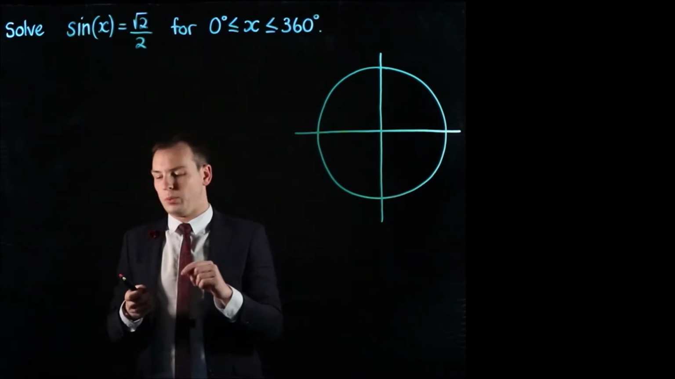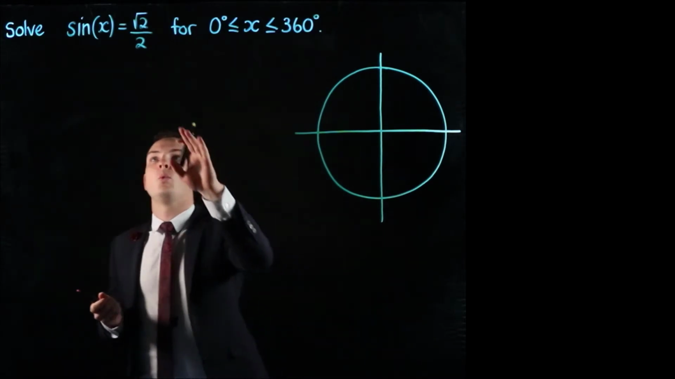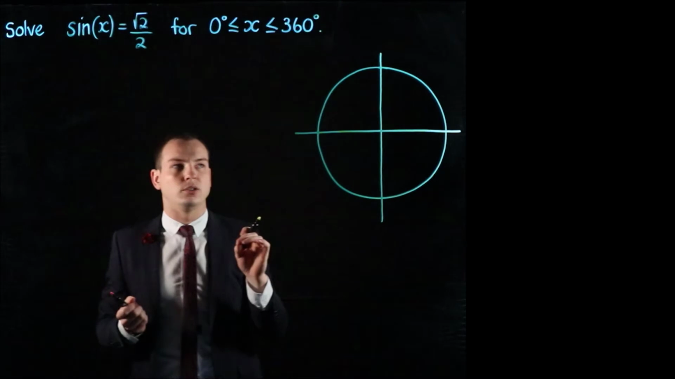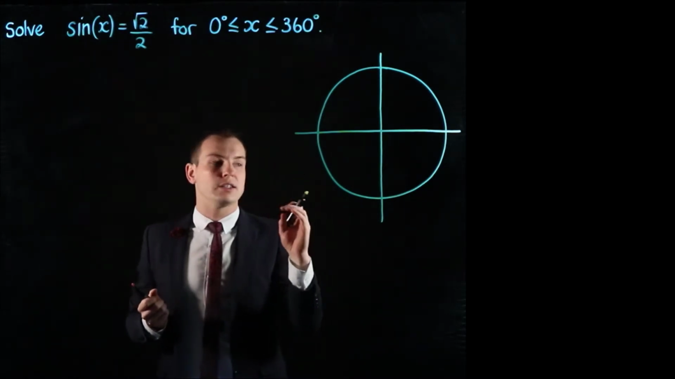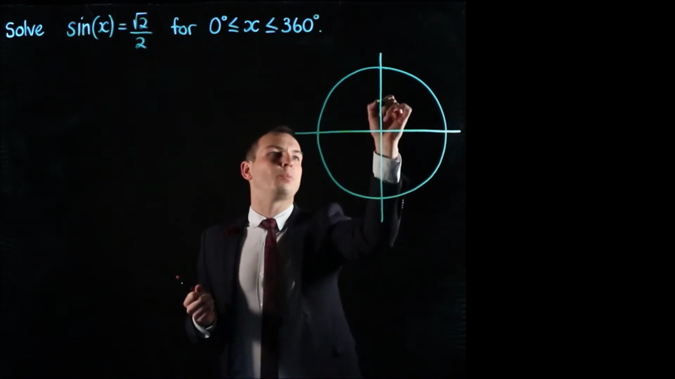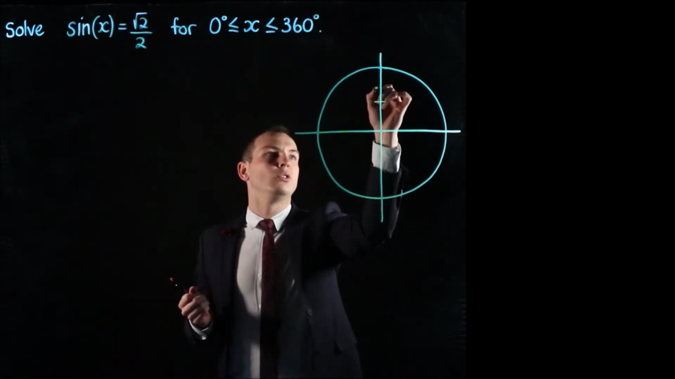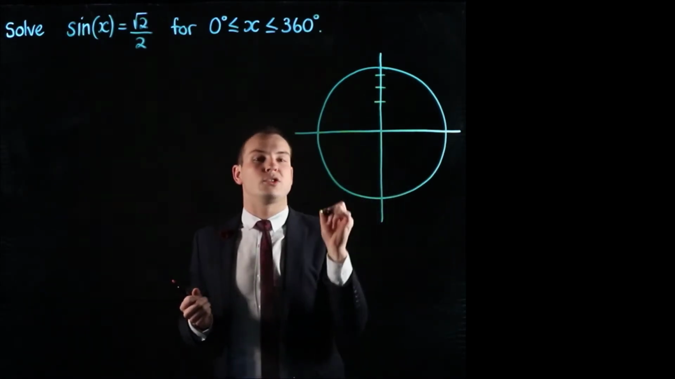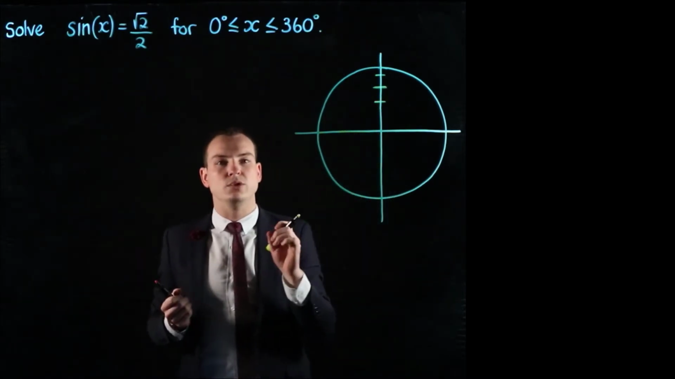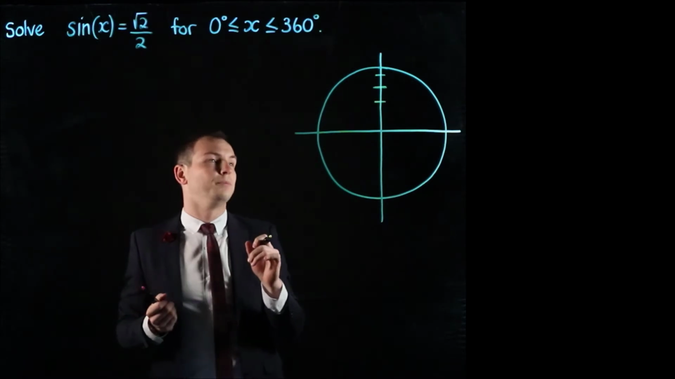To start off with, we want to think about where sine of x equals root 2 on 2 in the unit circle. Sine is located on the y-axis, and there's a handy little pattern that goes root 1 on 2, root 2 on 2, root 3 on 2. So it's this middle value here where sine is equal to root 2 over 2.